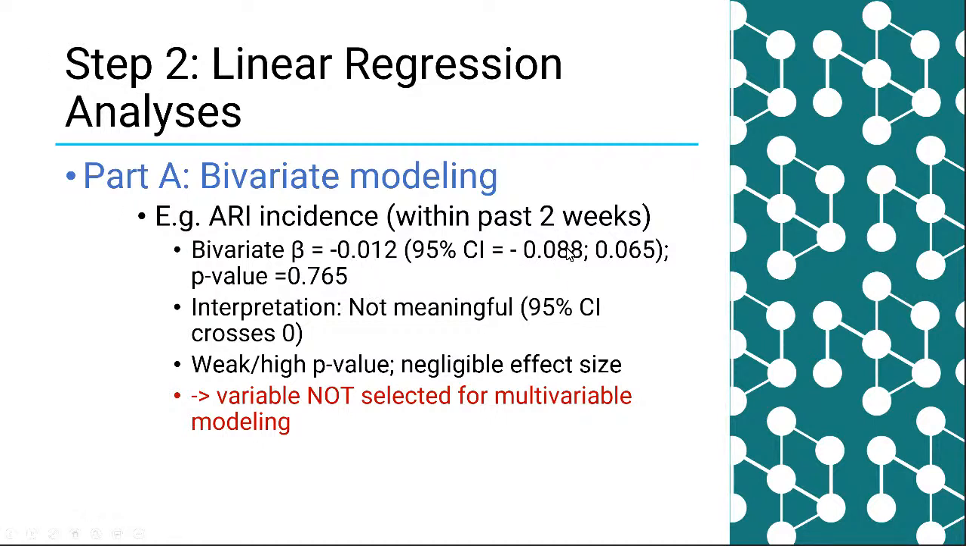The confidence interval covered 0. The p-value was very large. So really the interpretation here is that there's no meaningful impact of this variable on child HAZ in this data set in Ethiopia. The p-value is really high, and the effect size negligible. So this variable was not selected for multivariable modeling.